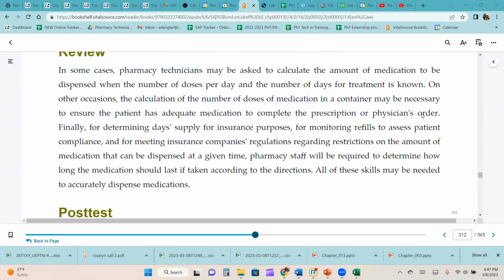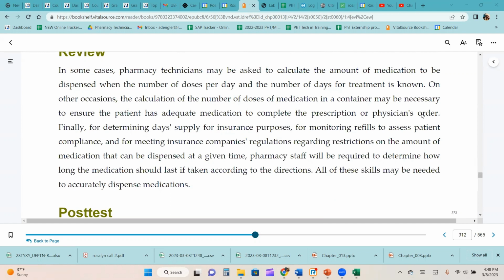In some cases, pharmacy technicians may be asked to calculate the amount of medication to be dispensed when the number of doses per day and the number of days for treatment is known. On other occasions, the calculation of the number of doses of medication in a container may be necessary to ensure the patient has adequate medication to complete the prescription or physician's order.